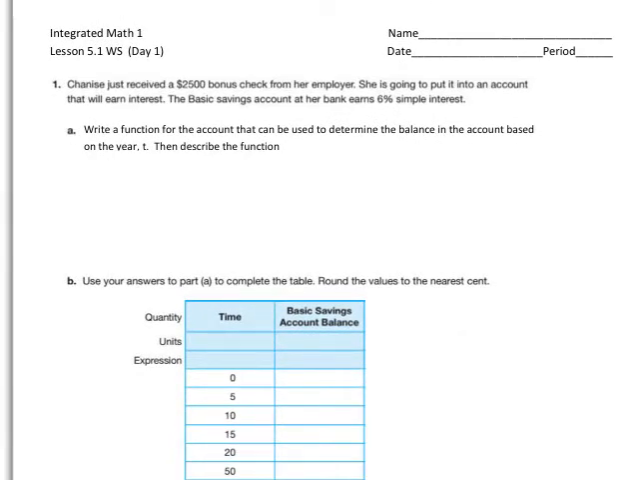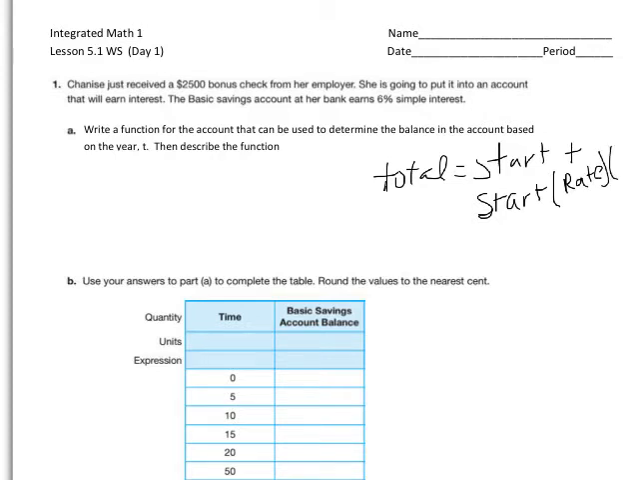Okay. So the total you have is what you started with. I'm going to call it starting, plus the interest that you got, your extra interest, times how many years you got it. So I'm going to call it starting amount again, times your rate, and the rate will be in decimal format, and then times time.